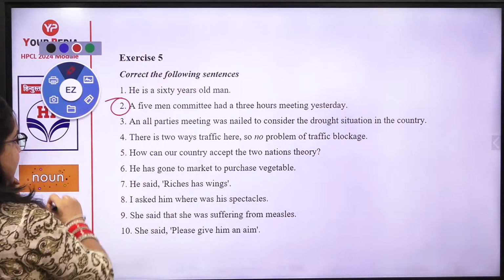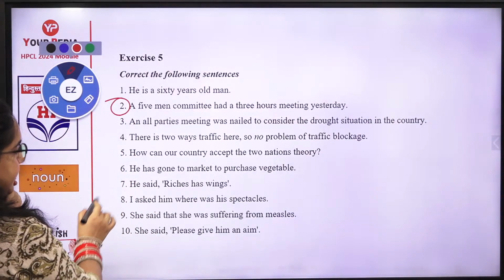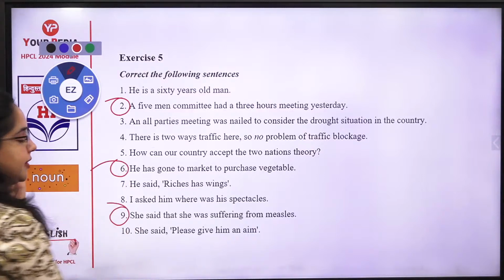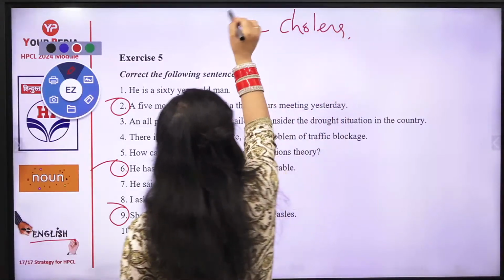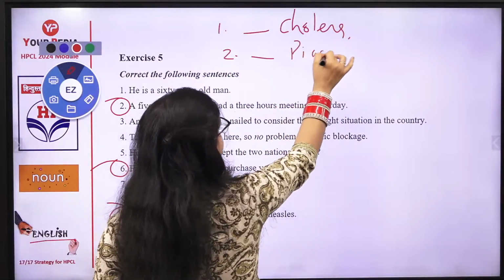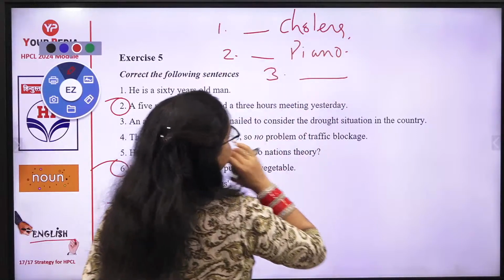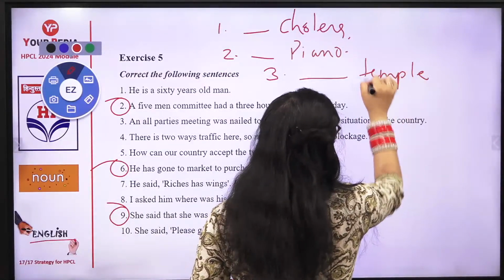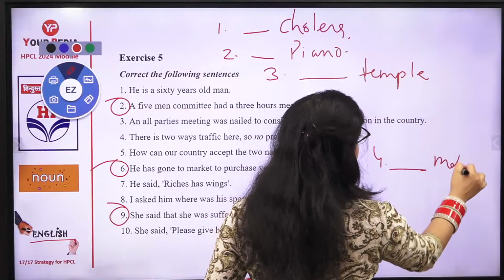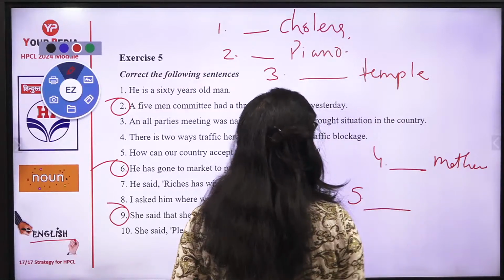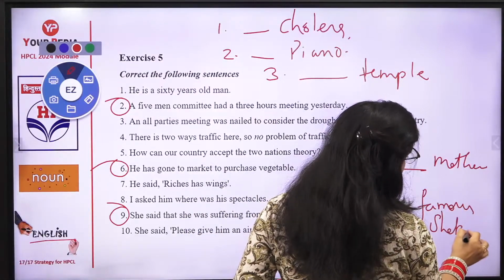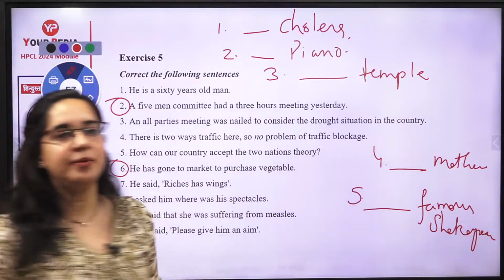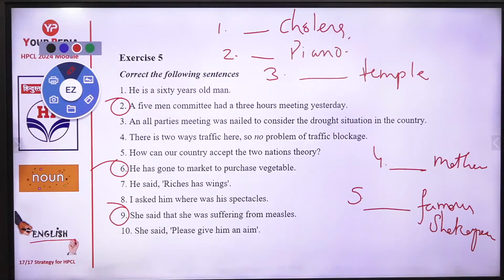First is second, then sixth, and then ninth. Can anyone tell me, yesterday we did what comes with cholera, which article, what comes with piano, what comes with temple, what comes with mother, and what comes with famous Shakespeare? Which article you have to use? Anyone who can tell me all 5 together? Write it together, guys. Let's see how many of you are very much active in the classes.